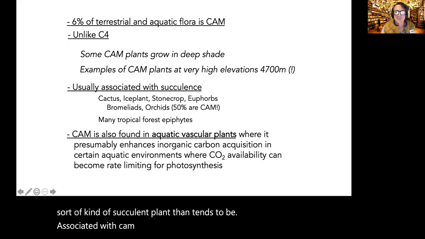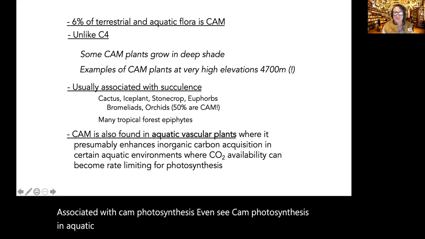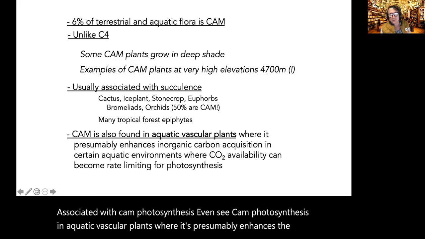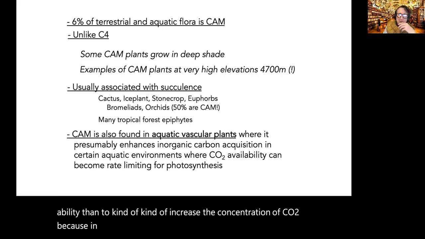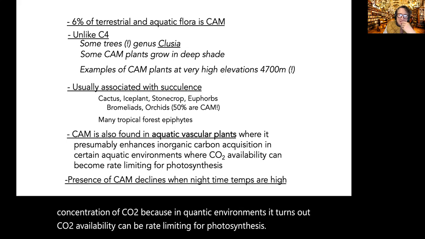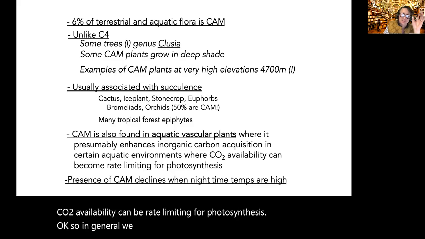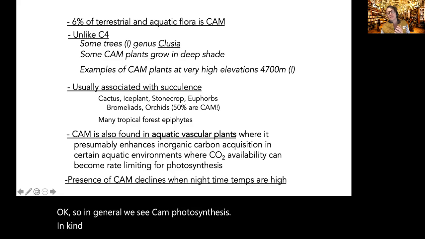You even see CAM photosynthesis in aquatic vascular plants, where presumably it enhances the ability to increase the concentration of CO2, because in aquatic environments, it turns out CO2 availability can be rate limiting for photosynthesis. Okay, so in general, we see CAM photosynthesis in environments where, in general, we see the evolution of succulents.